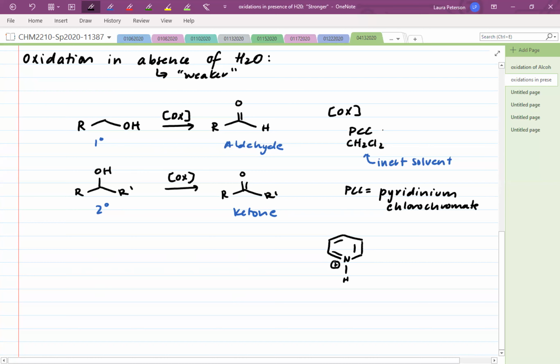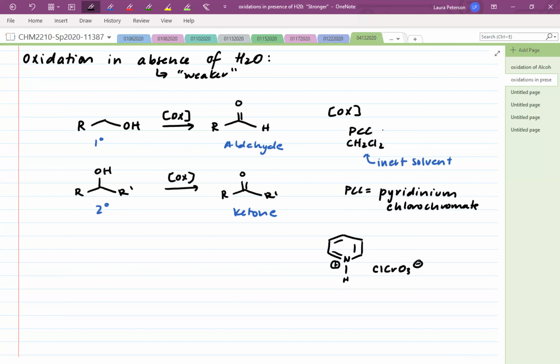Okay, so that is pyridinium, so it's the conjugate acid of pyridine. And then we have chlorochromate, which is this structure. Okay, and so notice we don't have any strong acid present, so there's therefore no water present. So it's this reagent, this pyridinium chlorochromate salt dissolved in our inert solvent of CH2Cl2.